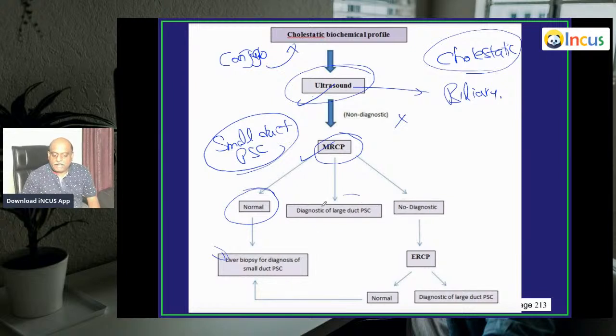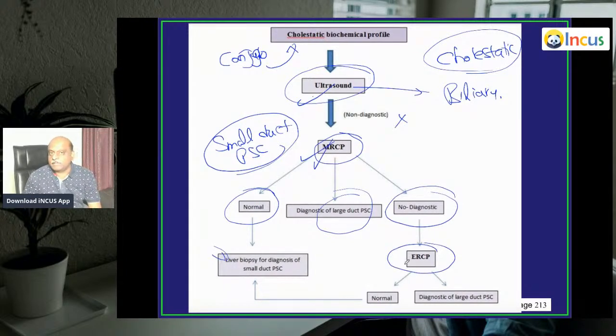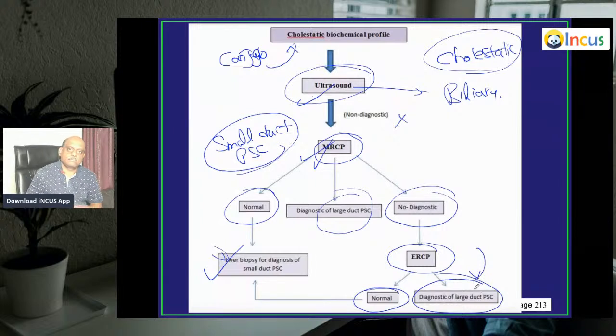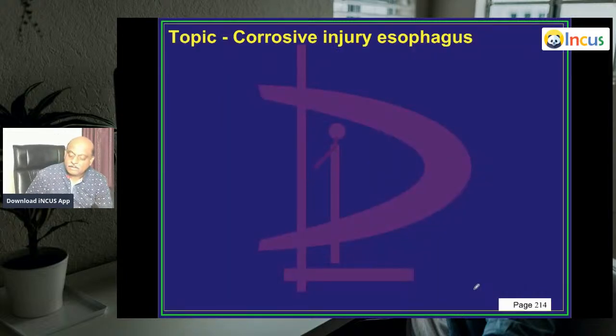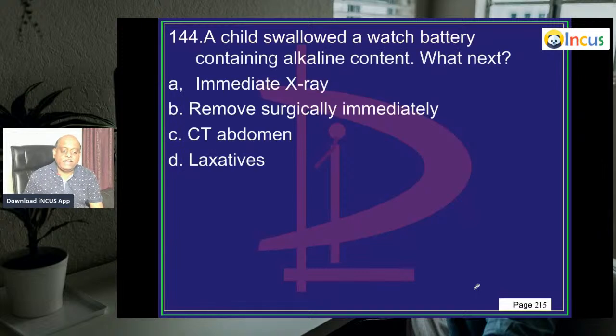Suppose it is a large duct primary sclerosing cholangitis, that can be picked up by the MRCP. If MRCP is non-diagnostic, then you need to do ERCP. And if ERCP also turns out to be normal, but a cholestatic picture is there, then liver biopsy for the diagnosis of small duct primary sclerosing cholangitis. ERCP shows large duct primary sclerosing cholangitis ultimately, even if it is missed by the MRCP, is what you need to remember. Now comes corrosive injury in esophagus.